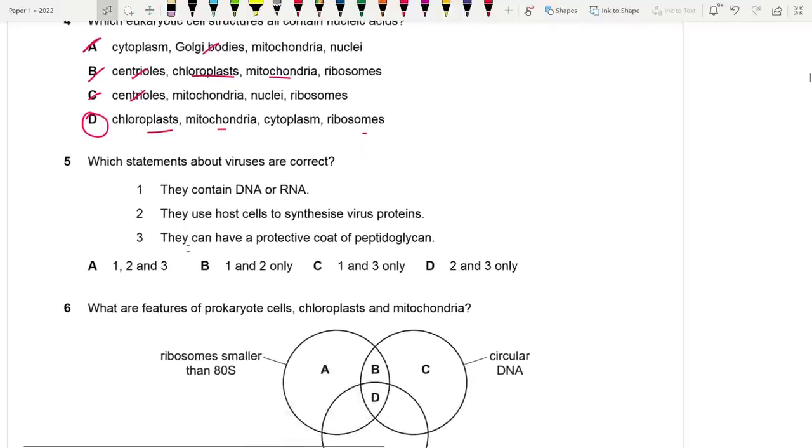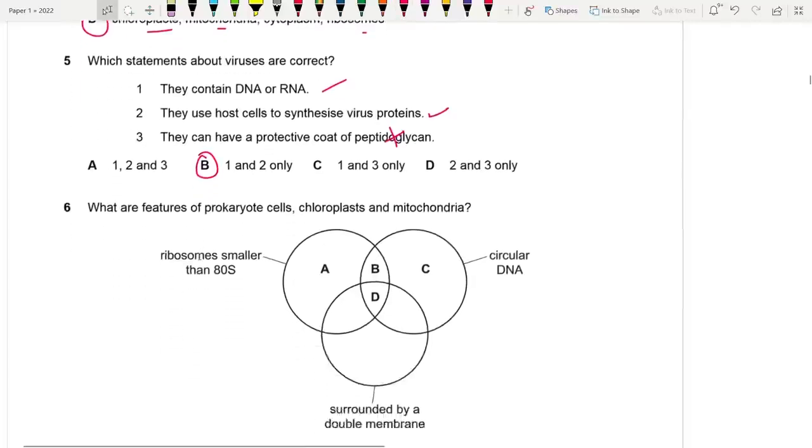Which statements about viruses are correct? They contain DNA or RNA. This is fine. They use host cells to synthesize virus proteins. This is true. They can have a protective coat of peptidoglycan. Wrong. It can be a protein coat, right? Capsids, capsomeres, etc. So 1 and 2 only are correct.